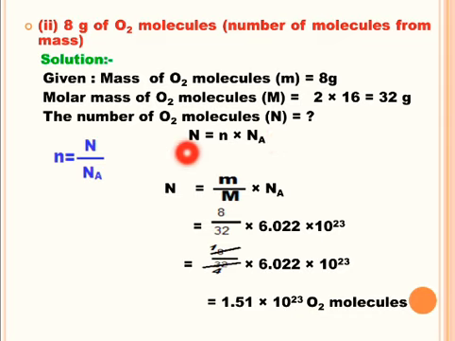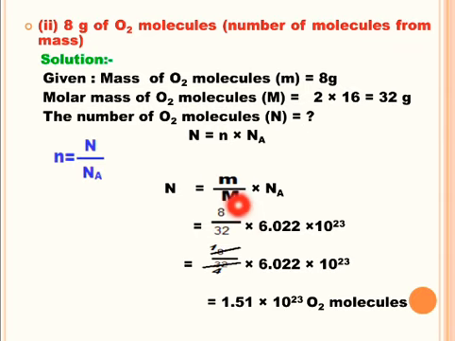But students, in this formula, you can see that capital N we have to find out. Small n we don't know. Avogadro number we know its value is fixed, that is 6.022 into 10 raised to power 23. So again, how can we calculate the number of moles? By applying this formula, n is equal to small m upon capital M, because both values are given here. Small m is equal to 8 grams. Capital M of oxygen molecule is 32 grams.